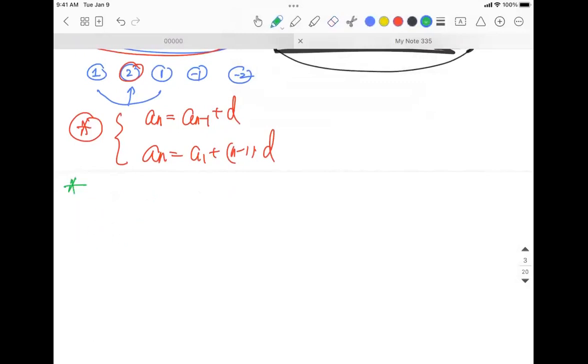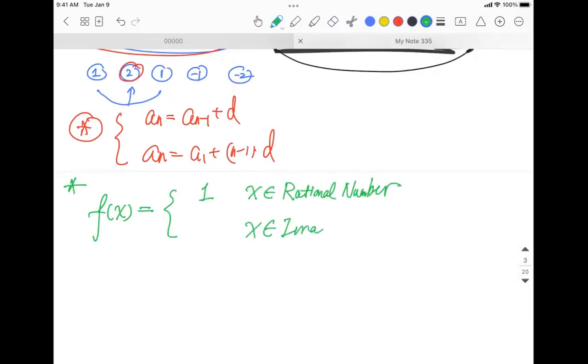So let's get started with a function, right? There is a certain type of function, okay? As long as x belongs to a rational number, the function value goes to 1. As long as the value goes to an irrational number, the function value goes to 0.